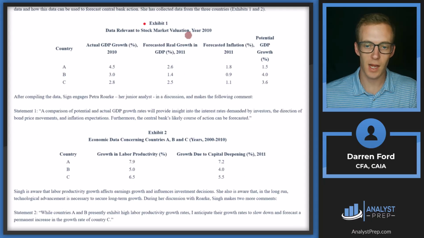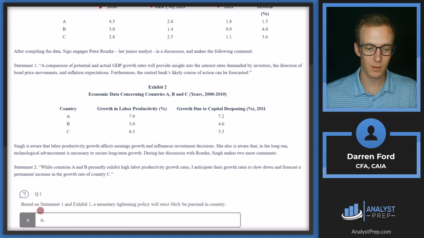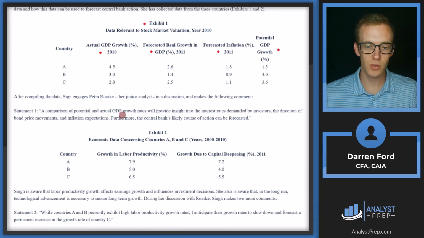So we've got data relevant to stock market valuation for the 3 countries: actual GDP growth for 2010, forecasted for next year, forecasted inflation, and potential GDP growth. After compiling the data, Singh engages Petra Rourke, her junior analyst, in a discussion and makes the following comment. Statement 1, which is what we were looking for here. A comparison of potential and actual GDP growth rates will provide insight into the interest rates demanded by investors, the direction of bond price movements and inflation expectations. Furthermore, the central bank's likely course of action can be forecasted. So that's what we're looking at here related to monetary policy.